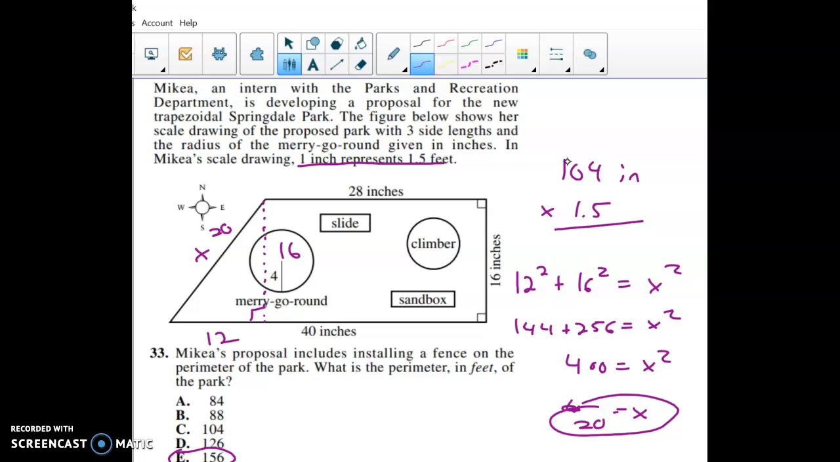And then, like we said, add them all up times 1.5 and you get 156. Yeah, but I think that was a good one of, if you couldn't remember the Pythagorean theorem, take your best guess, and all these other answers aren't even close to right. So, guessing will get you in the right ballpark, and then that should be hopefully good enough for you.